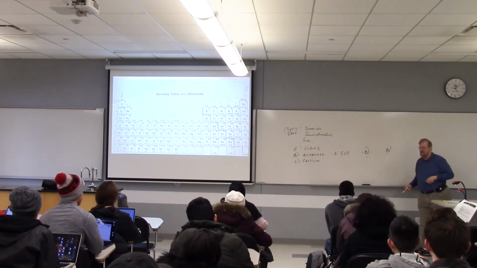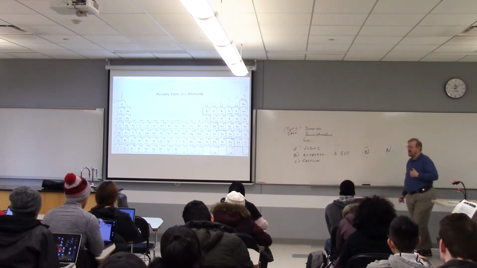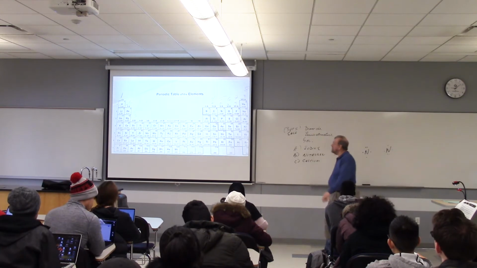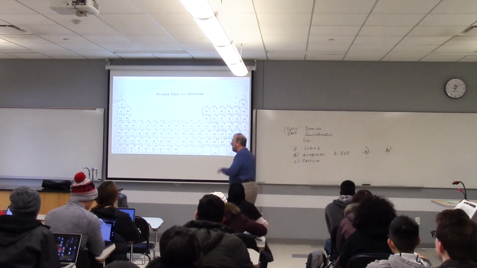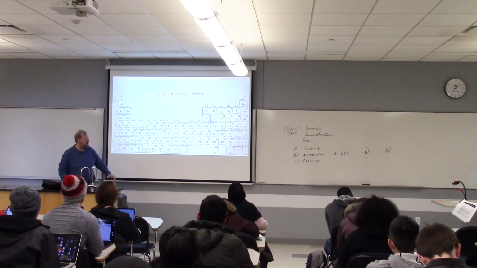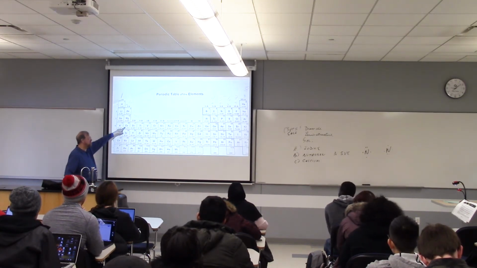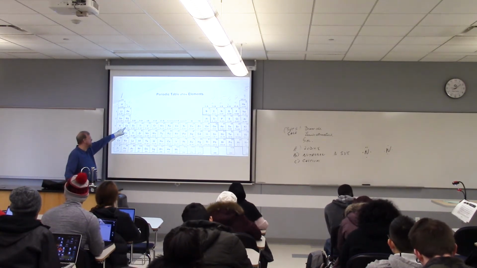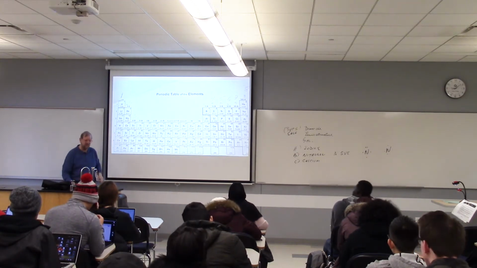Oh, let's do one more. Why don't you try calcium? And just in case you haven't learned, hopefully you have by now, calcium, which is an alkaline earth metal, is located right here. Chemical symbol Ca.